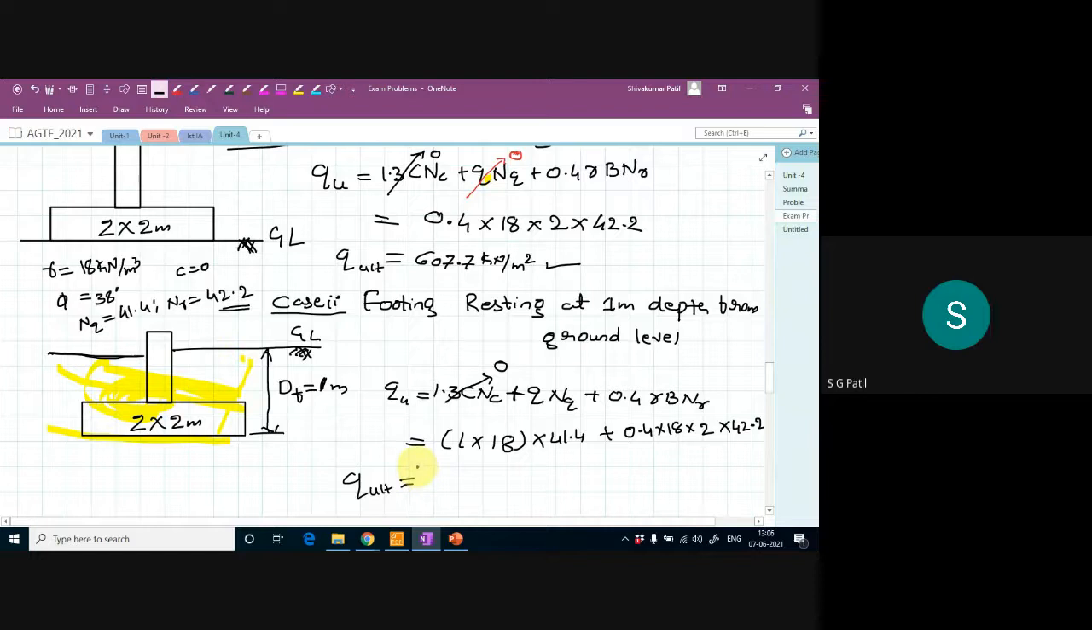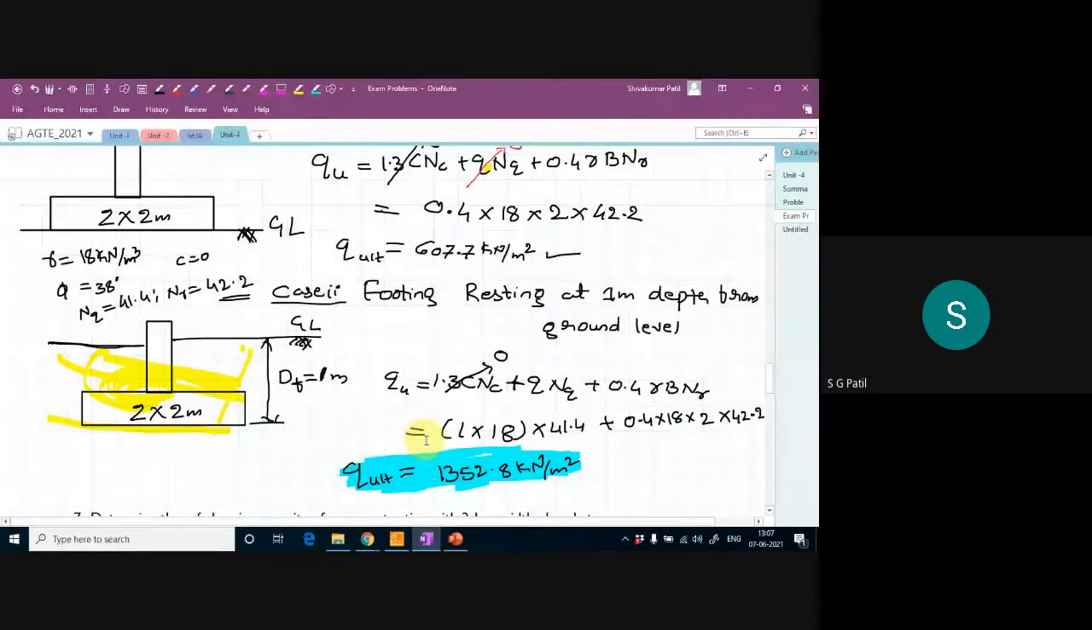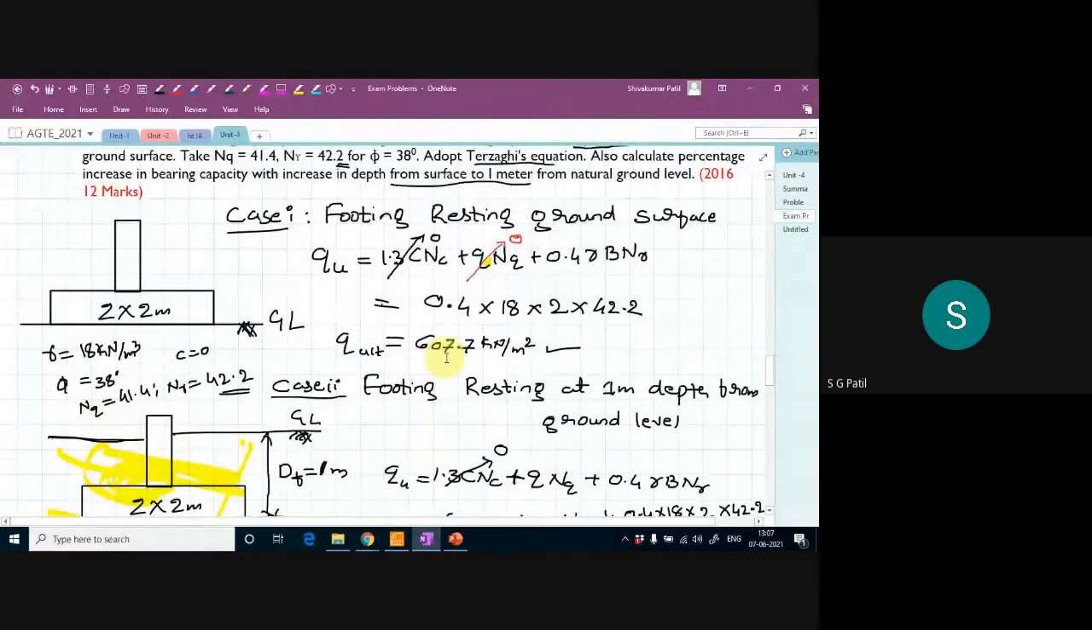1352.8 kilonewton per meter square. See, this is my answer for case number 2. Now they are asking how much percentage it has been increased from case 1 to case 2. This was the answer of case 1.